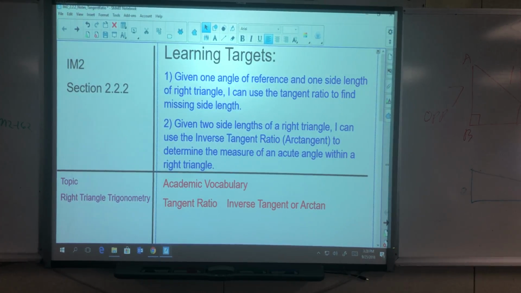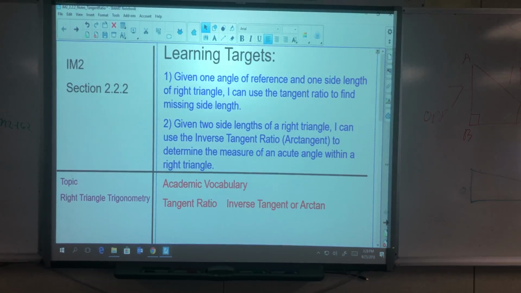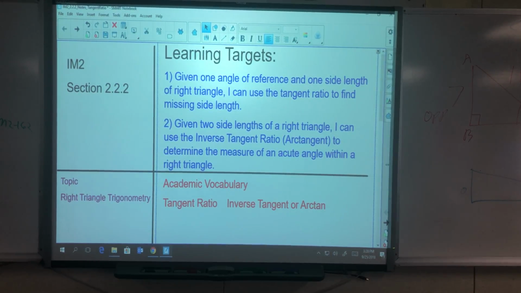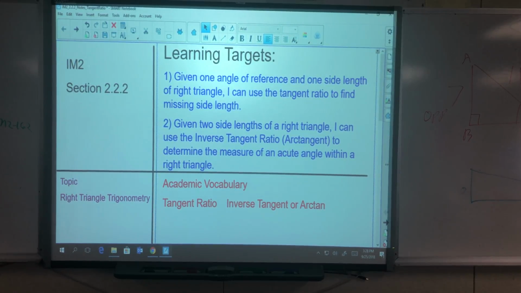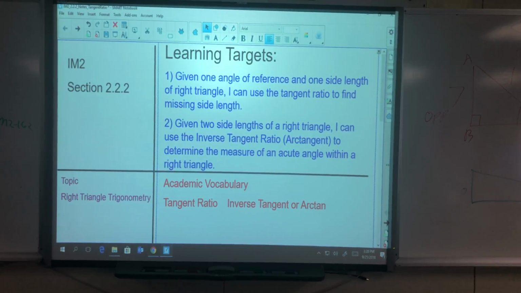Target number 1: given one angle of reference and one side length of a right triangle, I can use the tangent ratio to find a missing side length. Learning target number 2: given two side lengths of a right triangle, I can use the inverse tangent ratio, also known as the arctan, to determine the measure of an acute angle within a right triangle. So if you need more time to write this down, just pause the video now because I'm going to go to the next slide.